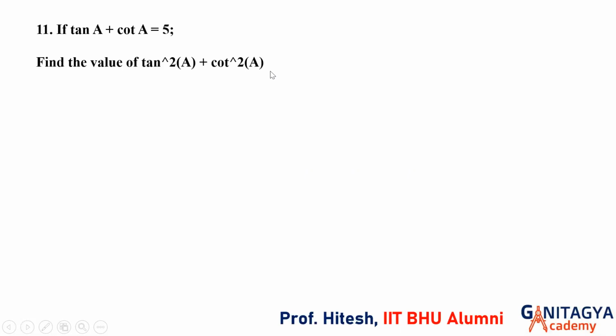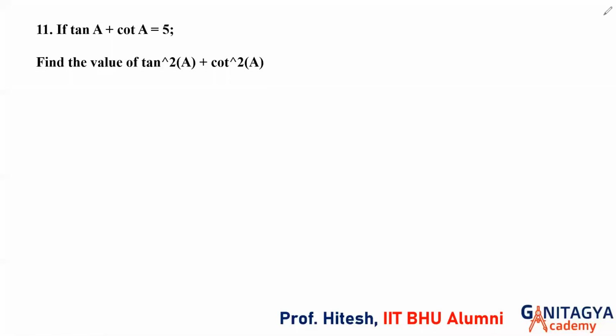That is question number 11. That is a very easy question. Find the value of this, and then we will move to the next question. If tan a plus cot a is equal to 5, we have to find out tan square a plus cot square a. So let me solve it.